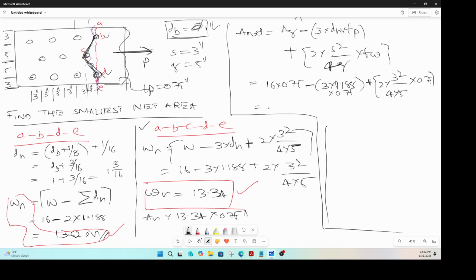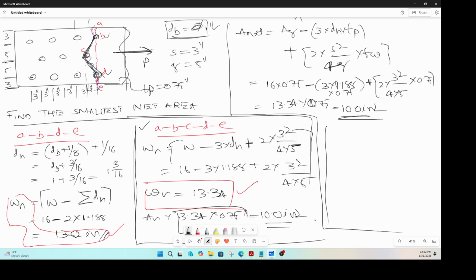This will also give you the same number, 13.34 times 0.75, which is nothing but 10.0 square inches. So this here is also 10.0 square inches, and we end up with the same calculation. Here we did the width approach, found the effective width and multiplied that with the thickness. Here we are calculating the area directly.